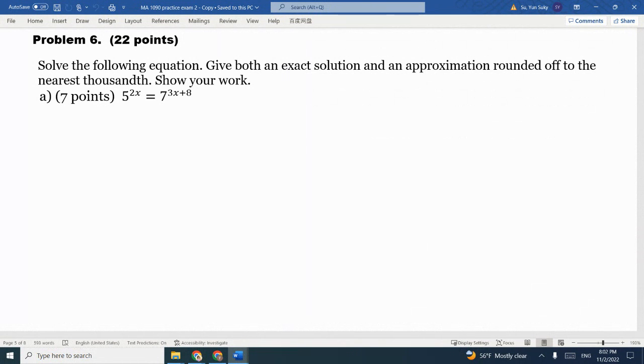Because here we have two exponential expressions, and they have different bases. So therefore, what we do is apply ln on both sides. And then you see, when we apply ln on both sides, left hand side we get ln of 5 to the 2x. Right hand side we have ln of 7 to the 3x plus 8. Right? We apply ln on both sides.